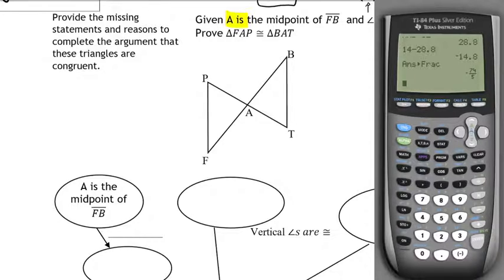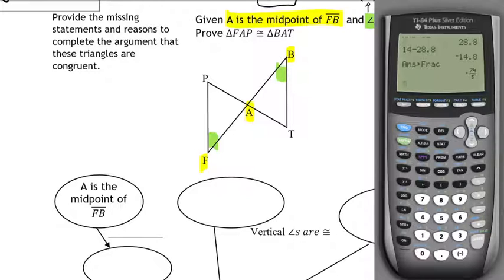One of them is that A is the midpoint of FB, and that's right here. This is A, and that's the middle point of F and B. A is the midpoint of FB. And the other thing that's given is that the measure of angle F is congruent to the measure of angle B. So I'll put this here. This angle is congruent to this angle.